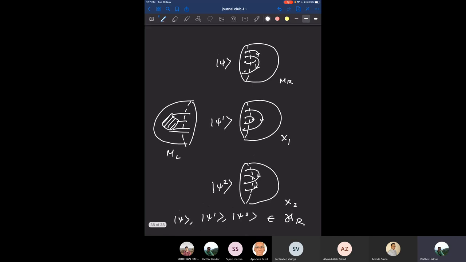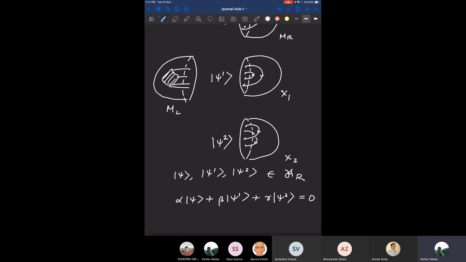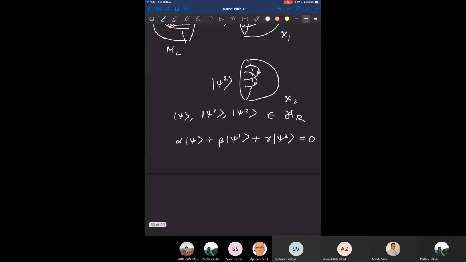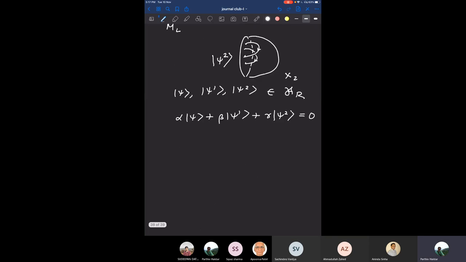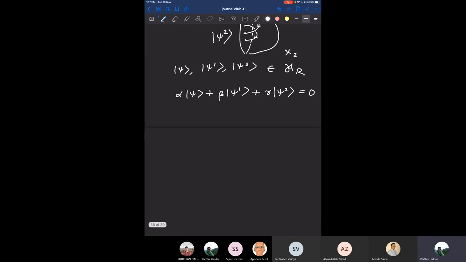A relationship among these kinds of crossings is actually used to define knot polynomials. These are often called skein relations. These relationships are called skein relations. And because this part is left unchanged, we have three partition functions.